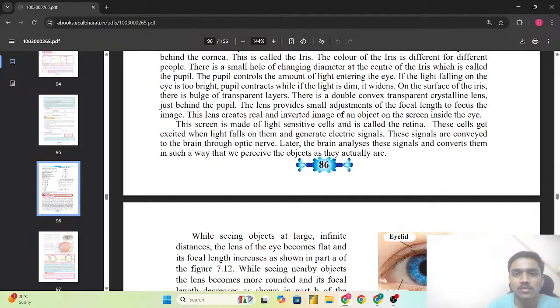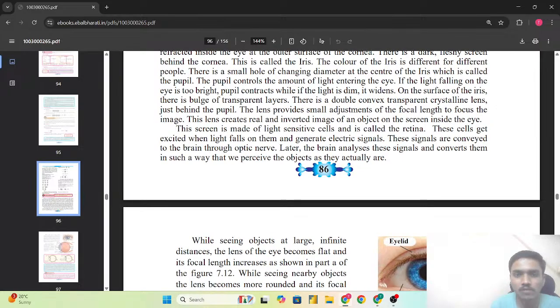There is a double convex transparent crystalline lens just behind the pupil. The lens provides small adjustments of the focal length to focus the image. As the double convex transparent crystalline lens is present in the human eye, there is an adjustment of the image formation as per the requirements of the light entering the eye. This lens creates a real and inverted image of an object on the screen inside the eye.